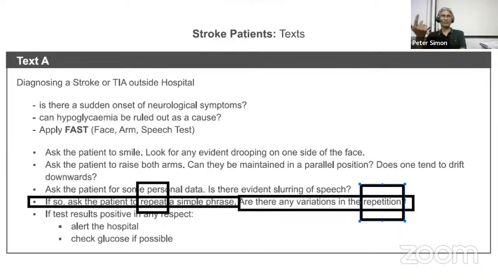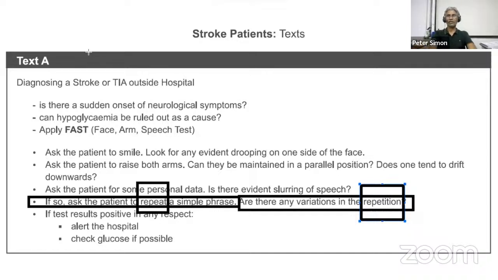Just ask him to repeat. That is a bungalow. That is a bungalow. If some variation is there, finished. That's a stroke. That's how you identify a stroke. So now give the answer.